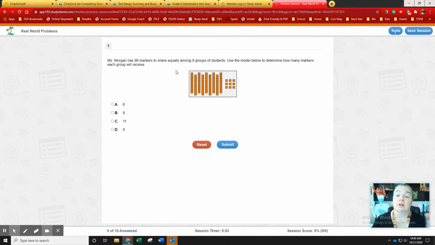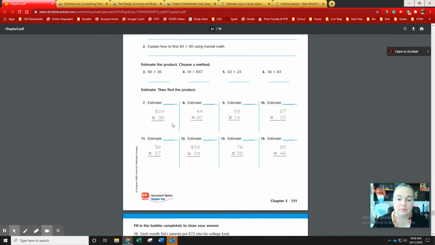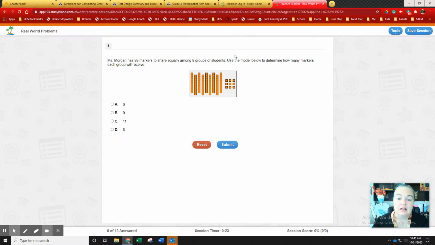These questions are aligned to the FSA, they're aligned to all the standards. So these are more like what they're going to see and not just, again, 54 times 29. It's actually, okay, we have base 10 blocks here, and it says 99 markers shared between 9 students. So you go through the questions one by one if you want.